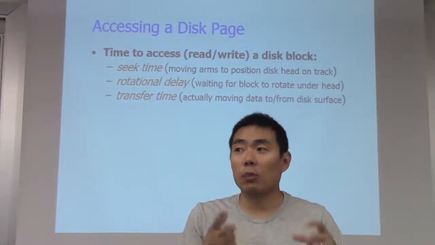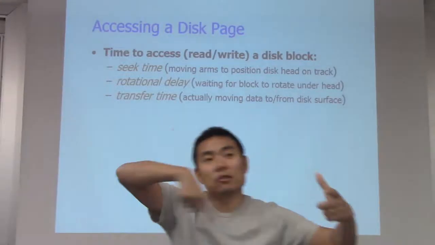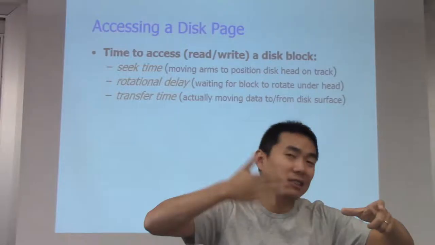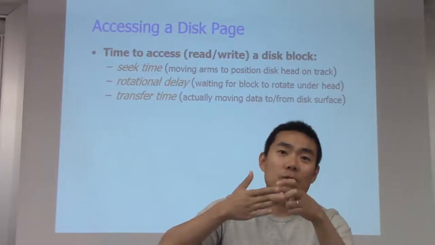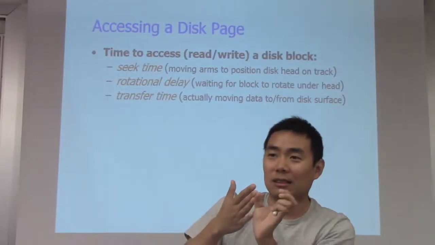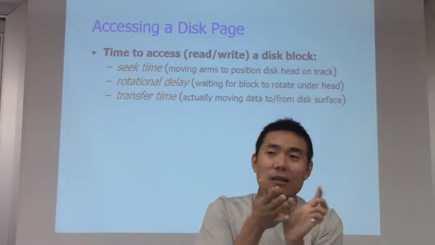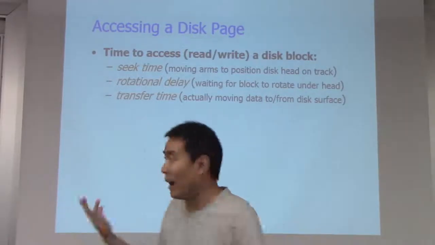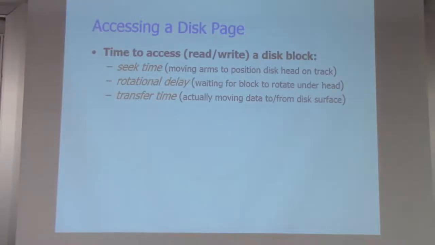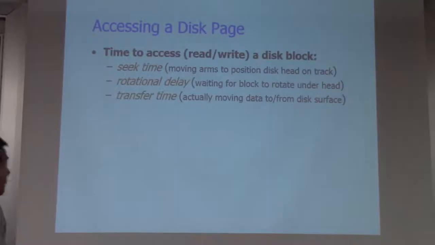Typically, you do not know what the rotation delay will be because it's a circle, right? Depending on the precise time you have moved your arm head to align with that track, it could be that the data you are trying to read just passed the head of the arm. Or it could be that you are really lucky, and it's just about to go under the head of your arm. So we look at the average case. The average case is the time for one rotation, and you take half of that. Because that's the average case. So that's the rotation delay.